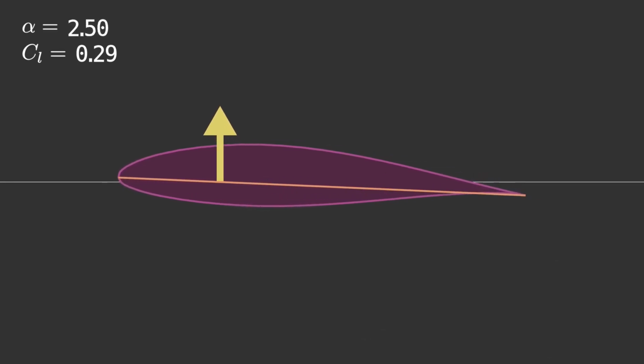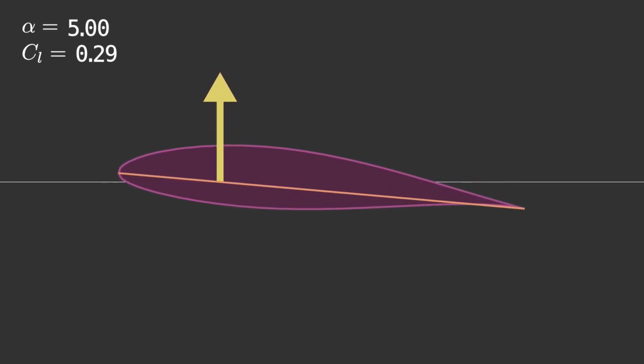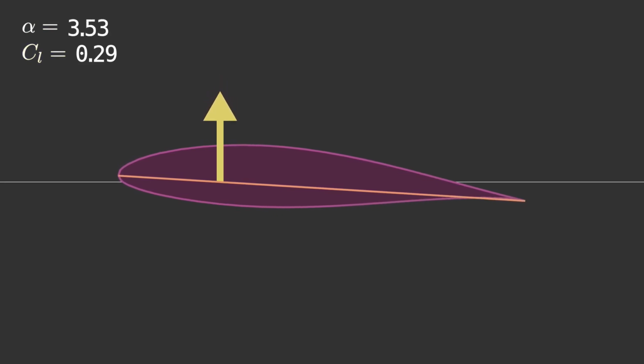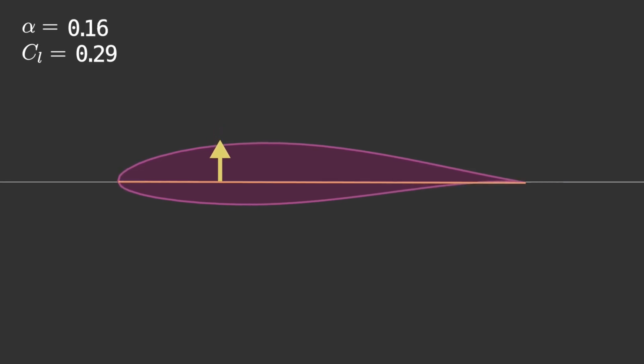Pointing the wing up is positive angle of attack, which makes positive lift, which makes sense. We use the Greek letter alpha for the angle of attack and C sub L for the coefficient of lift. Even when the angle of attack is 0, the airfoil still produces lift because of its shape.